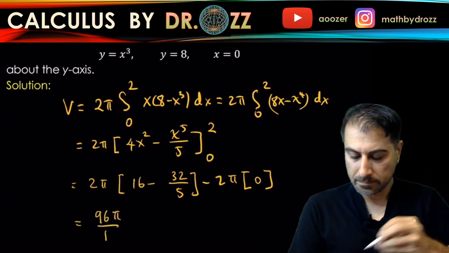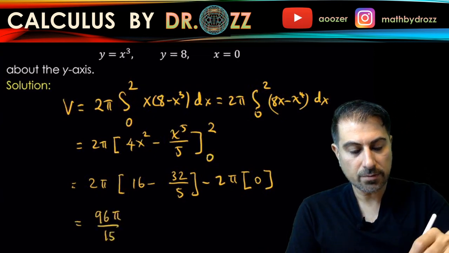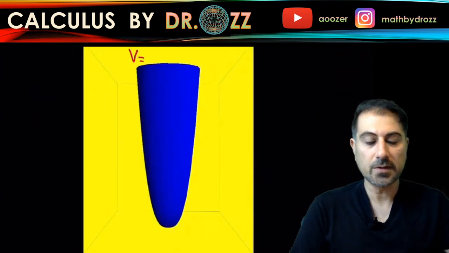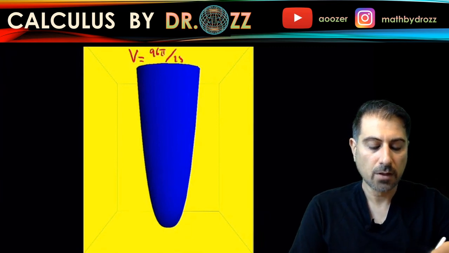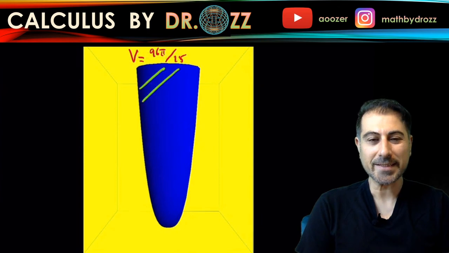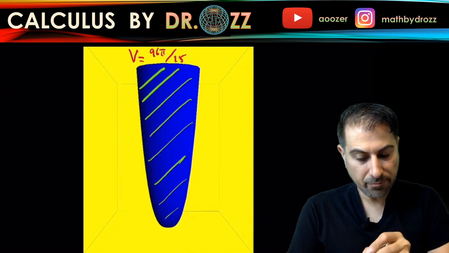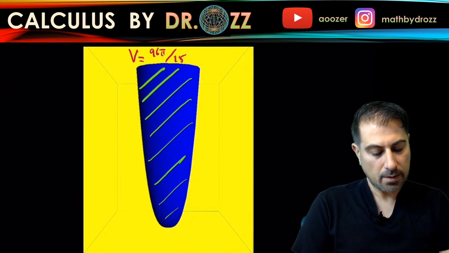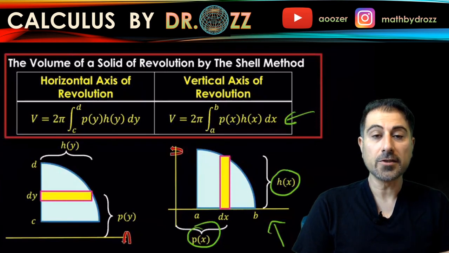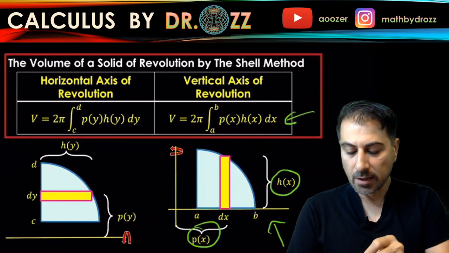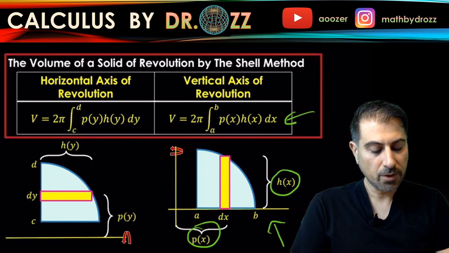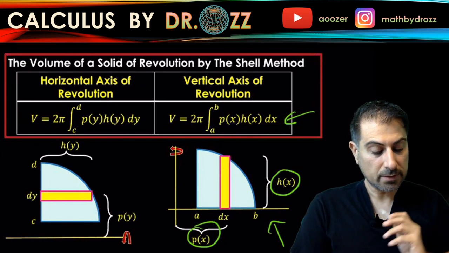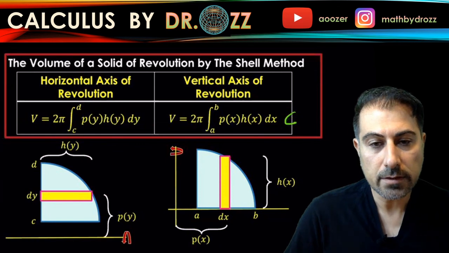So here we go, I write down 96 pi over 15. That's the volume of this three-dimensional object. Again, we were using the shell method, and we made use of its advantage: the function description provided to us is given in terms of x, it was y equals x cubed, so a dx-type integration makes a lot of sense. All we need is the radius of the bottom and the height of the shell.